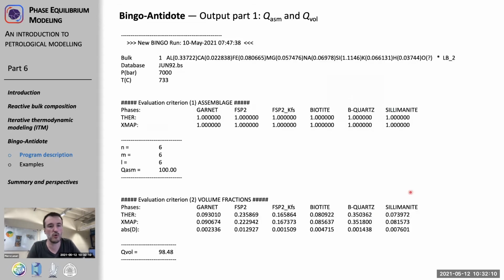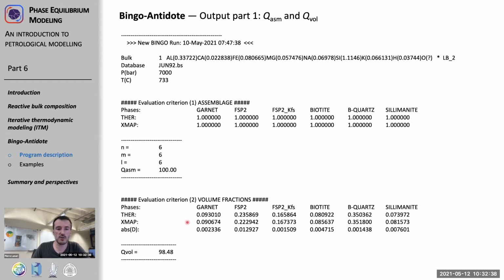But I want to quickly go through the output of Bingo-Antidote for this specific run. And that's what you obtain in the output. You have your bulk composition that was used, you have the database that was used, the optimal temperature and pressure conditions, and then you have the evaluation of the assemblage for all the phases that are present in the model, in THERIAK, in the model, and the X maps in your observation. And the one simply means that the phase is present, and QASM is 100%.